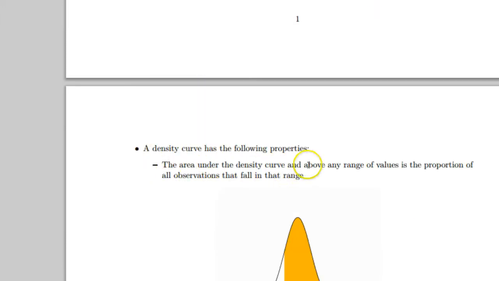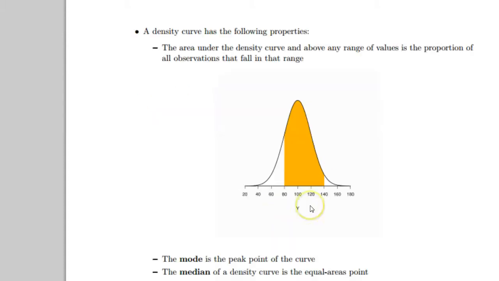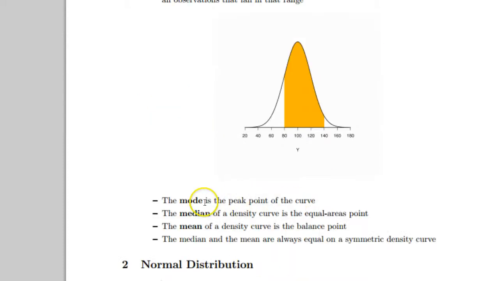The area under the curve and above any range of values is the proportion of all the observations that fall within that range. So if you wanted to find the percentage of people that have something between 140 and 80, it would be this amount in here, so that amount of people. Okay, the mode is the peak point of the curve. The median of the density curve is the equal-areas point.